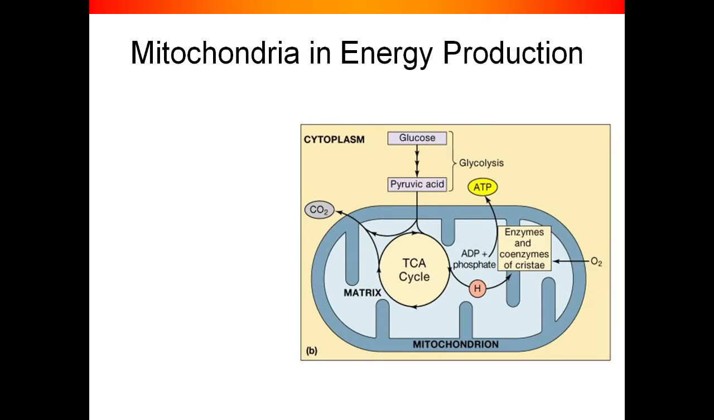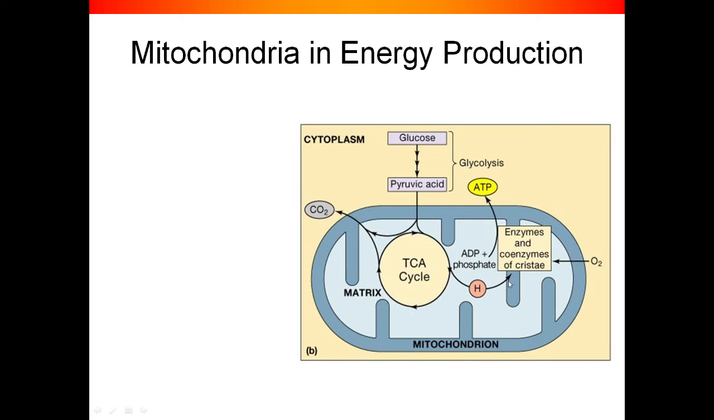This is another picture of a mitochondrion. And here you can see how the mitochondrion works. The mitochondrion is going to take in two things. It's going to take in pyruvic acid, and it's also going to take in oxygen. Now, both of those things are going to help to produce ATP through a series of complicated chemical reactions. Chemical reactions that happen in the matrix inside the mitochondrion. That's essentially the cytoplasm right here inside the mitochondrion.